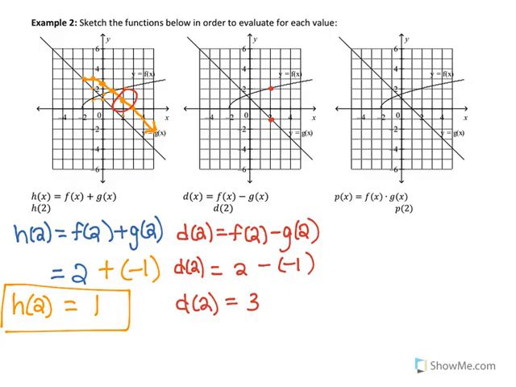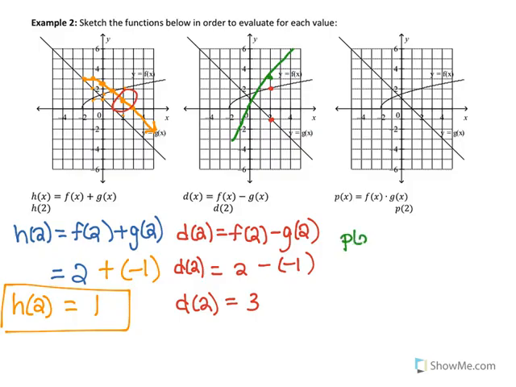For this one, just know that 2 subtract negative 1 would be 3. That makes sense on the graph. This graph's actually going to look like this. But we don't need to do all of that work. We're just going to do it algebraically for this lesson.